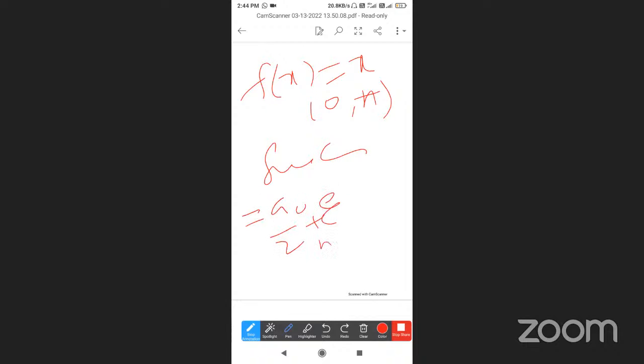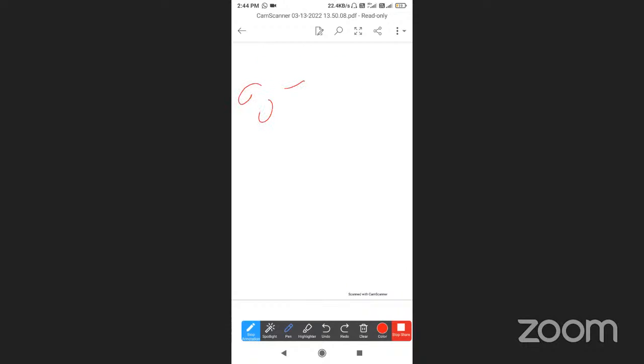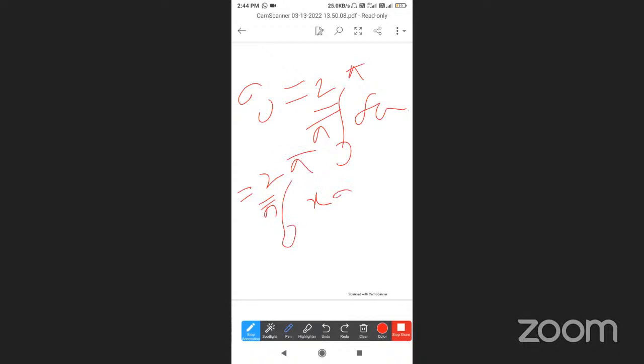Next, f of x is equal to x in the 0 comma pi interval, the half range cosine series. What is the formula for the cosine series? a naught by 2 plus the summation of n equals 1 to infinity of an cos nx. We can find the a naught value. What is the a naught value? 2 by pi, integral from 0 to pi of f of x dx, that is, 2 by pi, integral from 0 to pi of x dx. What is the value? 2 by pi into x square by 2.